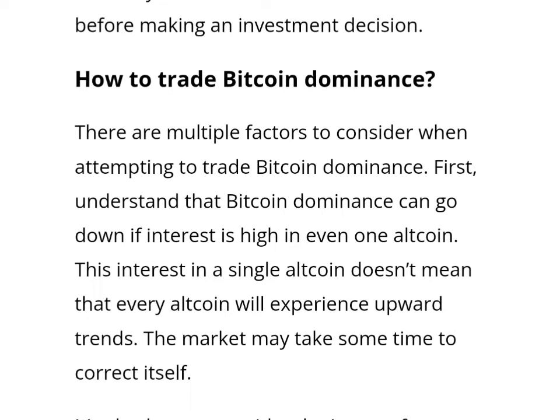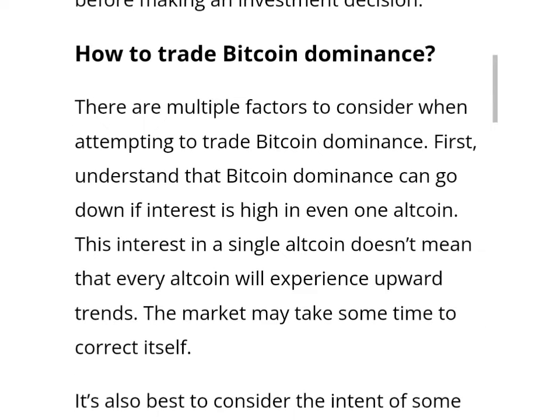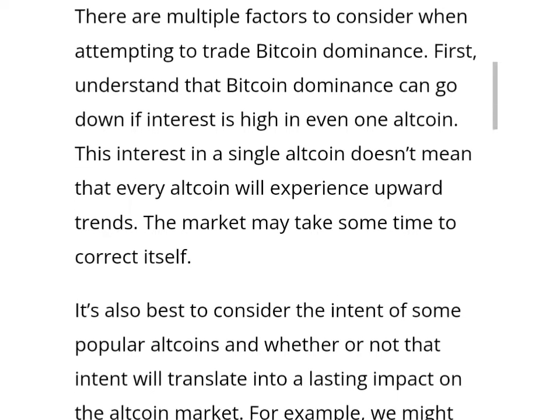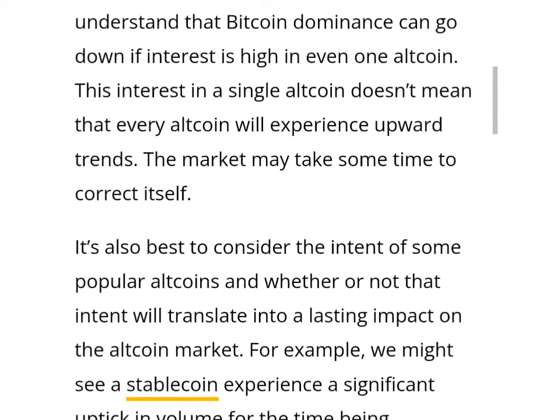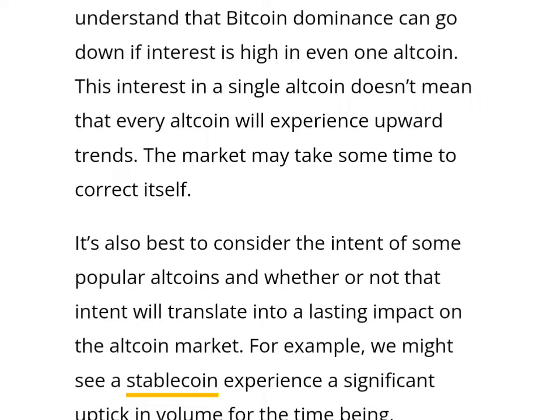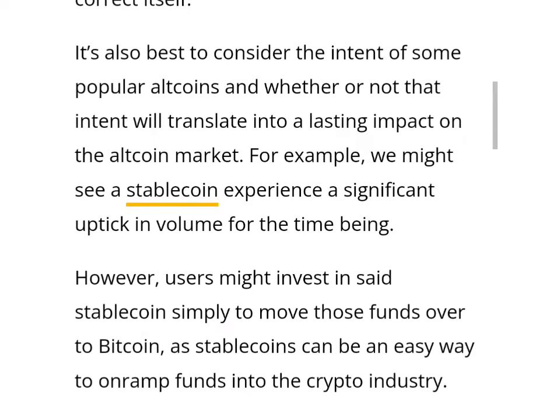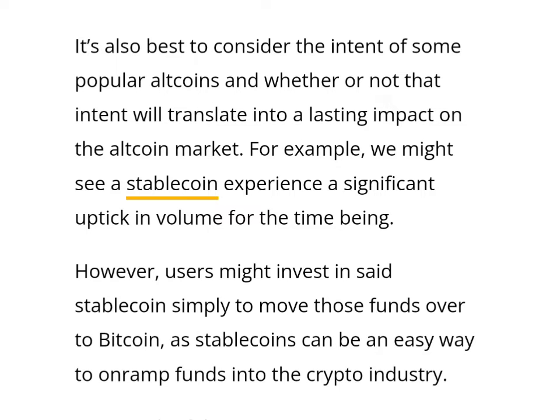How to trade Bitcoin dominance? There are multiple factors to consider when attempting to trade Bitcoin dominance. First, understand that Bitcoin dominance can go down if interest is high in even one altcoin. This interest in a single altcoin doesn't mean that every altcoin will experience upward trends. The market may take some time to correct itself.